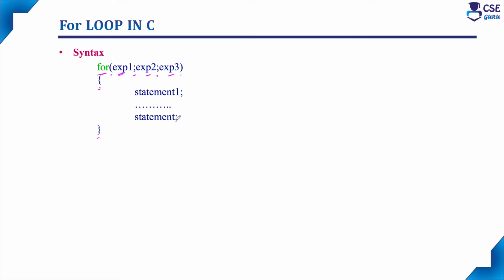Up to statement N. All the statements have to end with a semicolon. Except a few statements, that is the if statement, as well as the for loop and while loop, we should not place a semicolon. This expression 2 is the loop expression, and if the loop expression is evaluated to true only, this body of the loop will execute. Otherwise, the body of the loop will not at all execute.